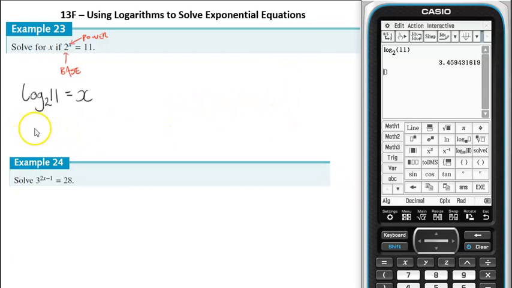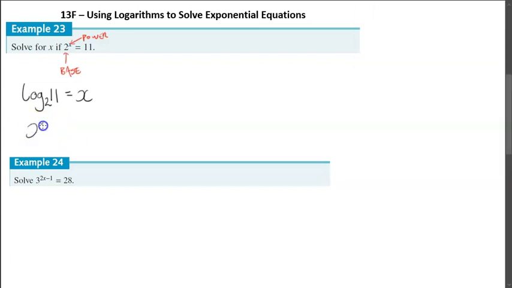Our x value is equal to approximately, and we'll round to 5 decimal places for this one, 3.45943. And there is our x. That's our power. That is the only power, or approximately anyway, that can work for 2 as our base. So when you're using your calculator, try to get out of the habit of using the solve function and get into the habit of actually using the logarithm tool.